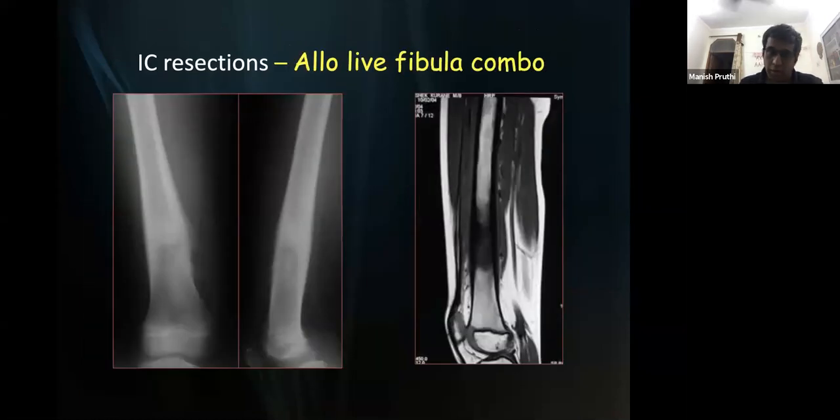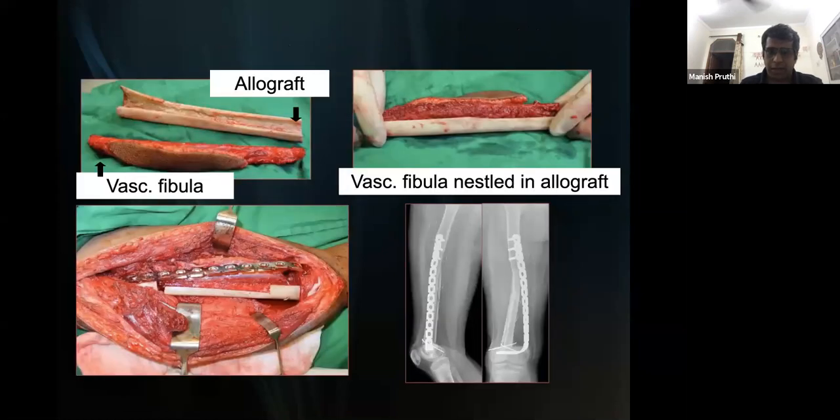We can also use an allograft along with the live fibula or the vascularized fibula combo in an intercalary resection. Like in this case, an allograft was harvested from the tissue bank and vascularized fibula was harvested from the patient. And we nestle the fibula in the allograft and use this kind of reconstruction in the intercalary defect and fix it with an appropriate implant.